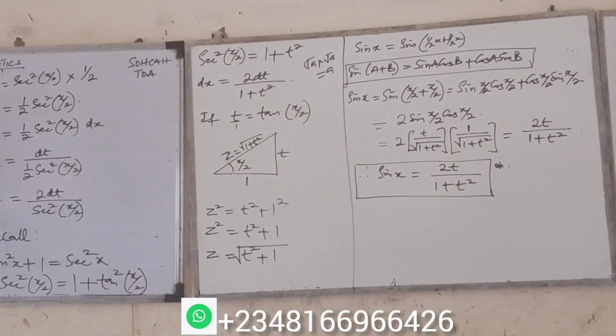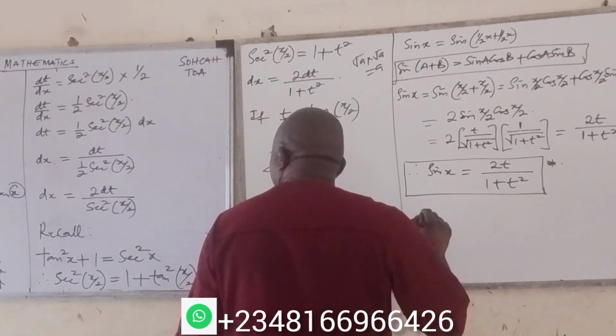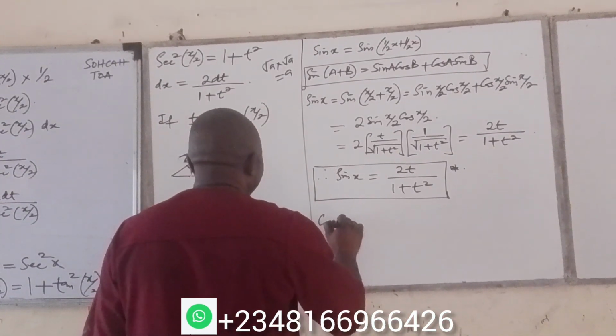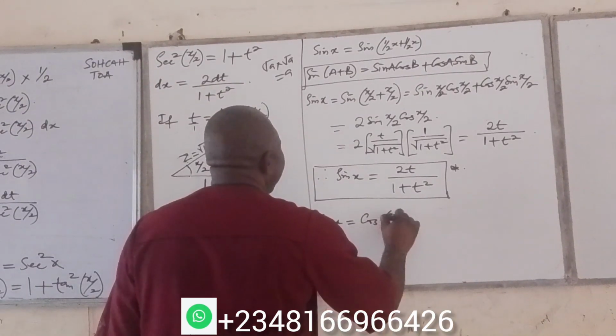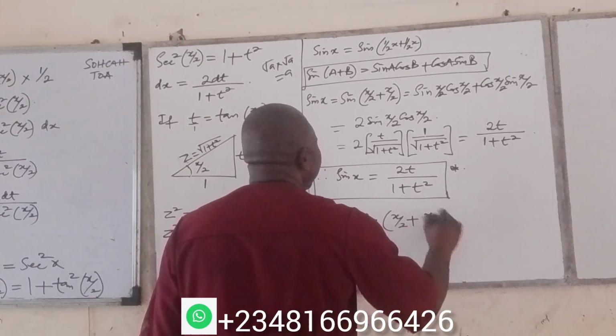Now let's look at cos x. Cos x will be equal to cos of x over 2 plus x over 2.